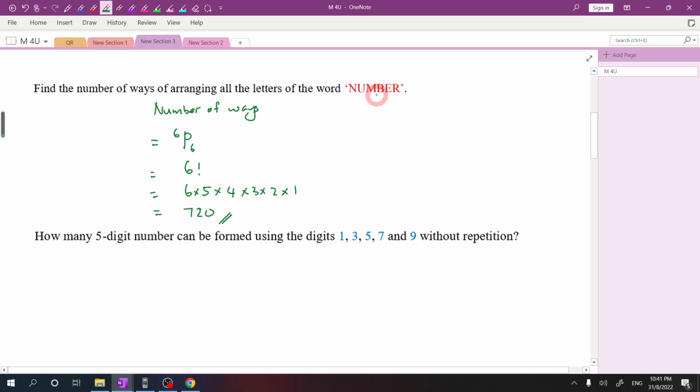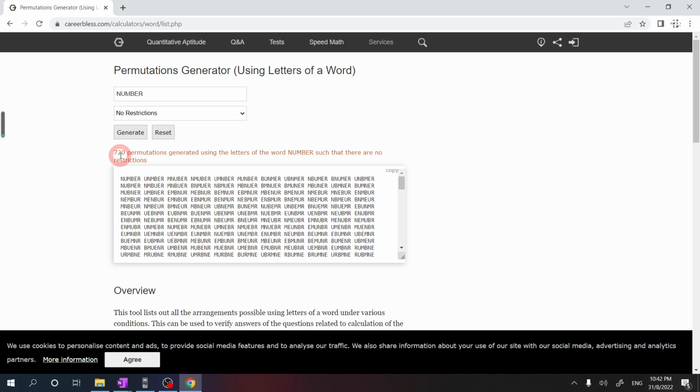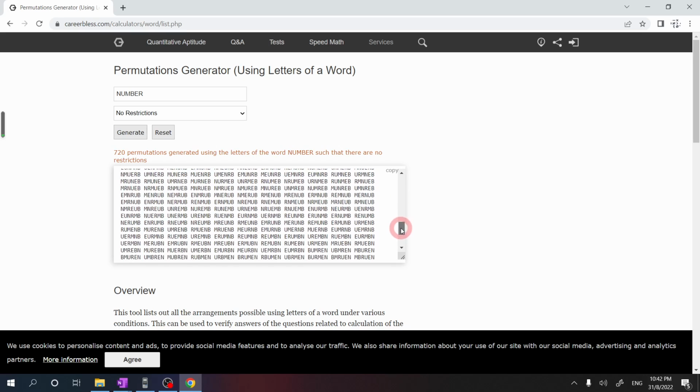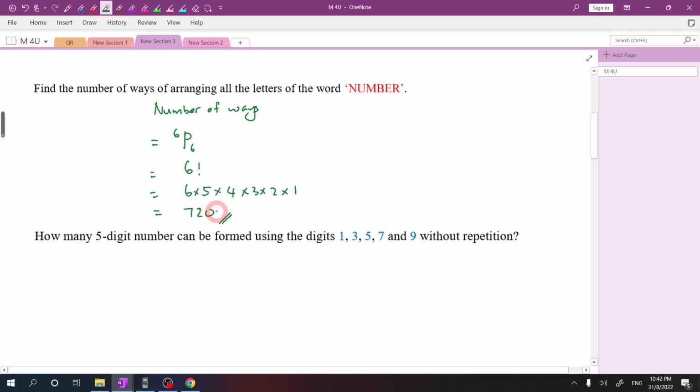So if you want to know what they are, you can go to Google and search for permutation generator. You can get the answer also. So let me try number. Let me key in the word first. No restriction, which means no condition, any condition is okay. Generate. 720 ways. These are all the possible arrangements, which is 720 ways. Okay, our answer is correct. Now let's go to the second question.